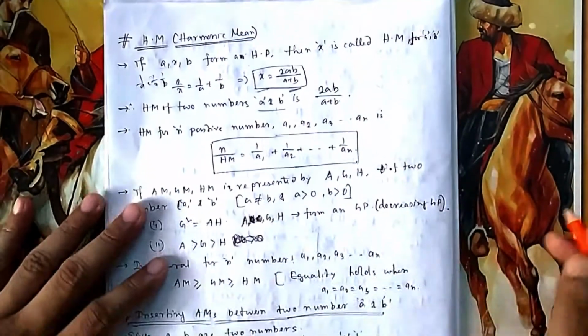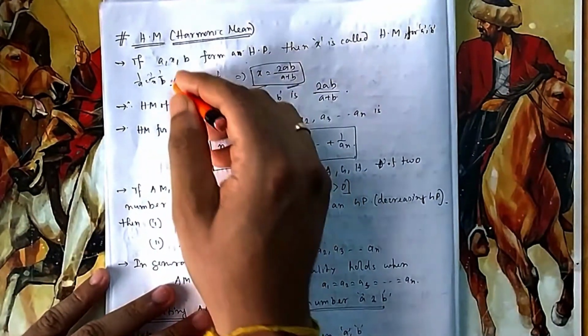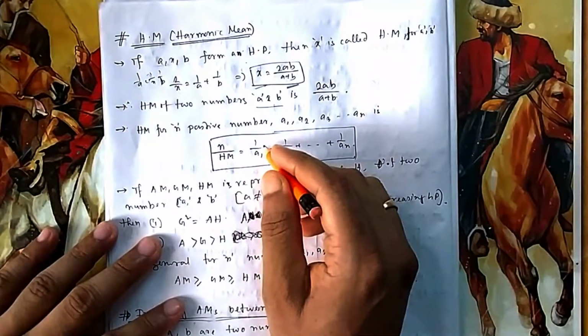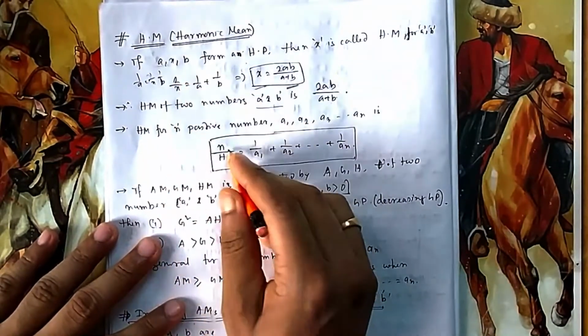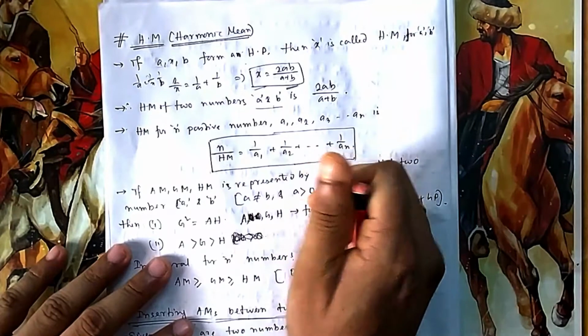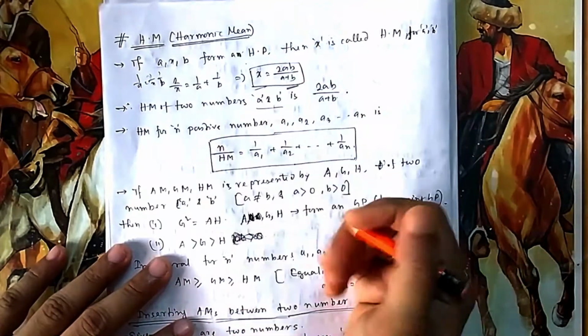Now HM for n numbers, you have to take the reciprocal of all numbers. This is the formula. For two numbers it was like this; for n numbers, n by HM will be equal to the sum of reciprocals. Take the reciprocal of each term, sum it, then take the reciprocal and multiply by n, and that will give you HM.